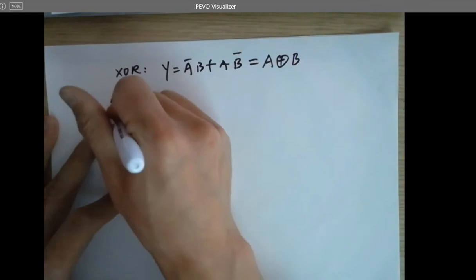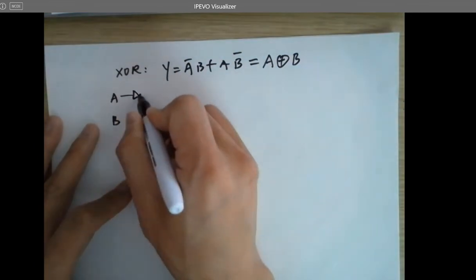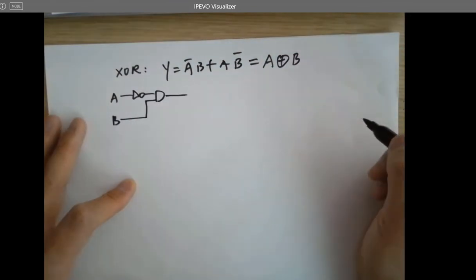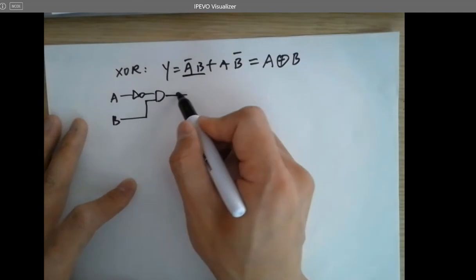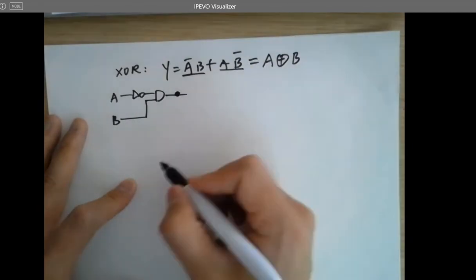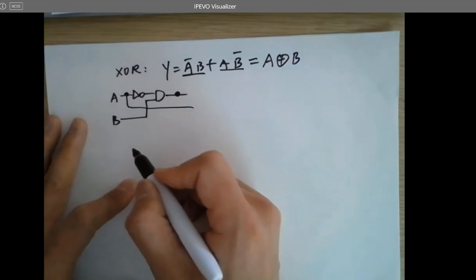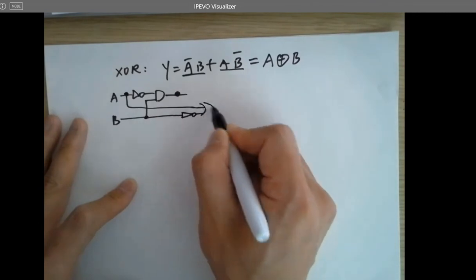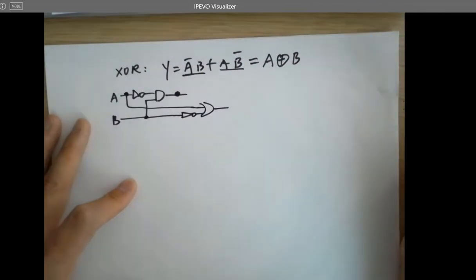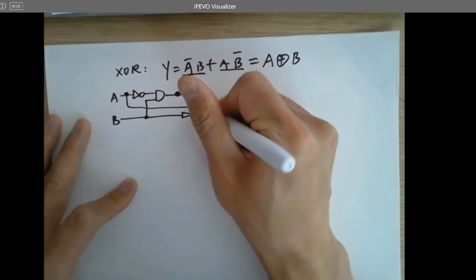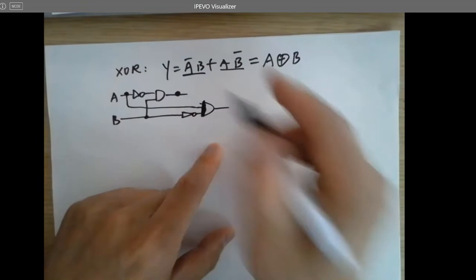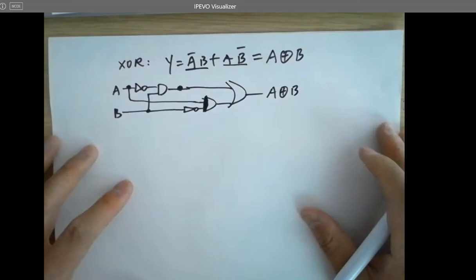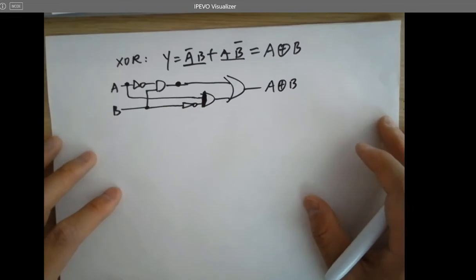You have A and B. You have to invert it, and a B. So this part is here. And for this part, you need an A and B not, and... wait, no, AND, sorry. That's this. And the final results should be ORed together, so we're getting A XOR B. Okay.